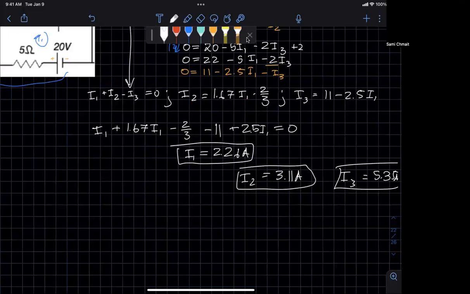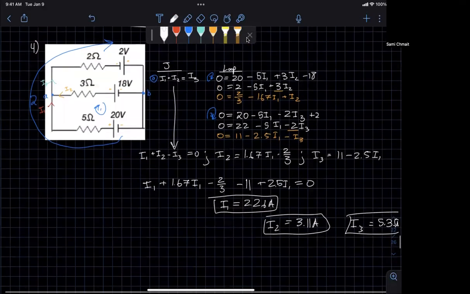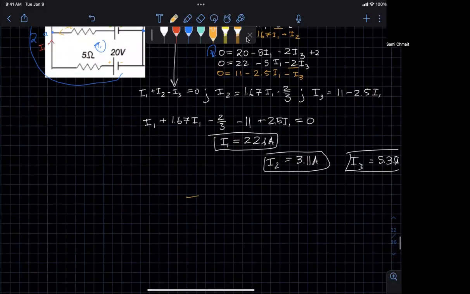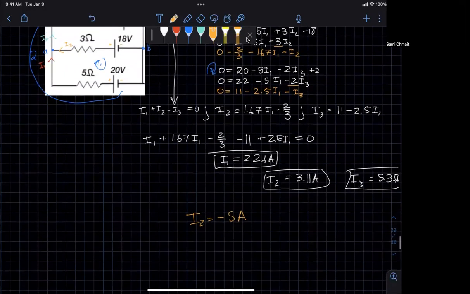The nice thing about the trick I use to define the directions of my currents is that most of the time your current values come out positive, but that's not always the case. Hypothetically, now we're in fantasy world, let's say I2 was equal to minus 5 amps. That doesn't mean you solved it wrong, it just means your guess of the direction the current is going was wrong.